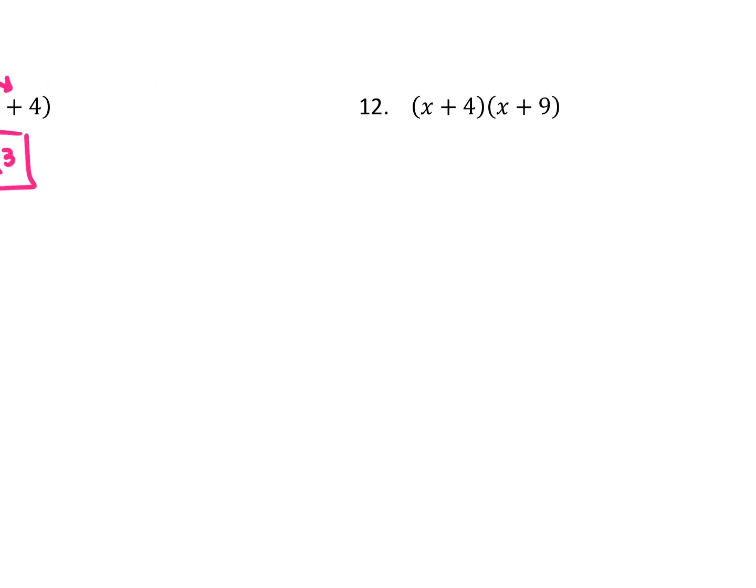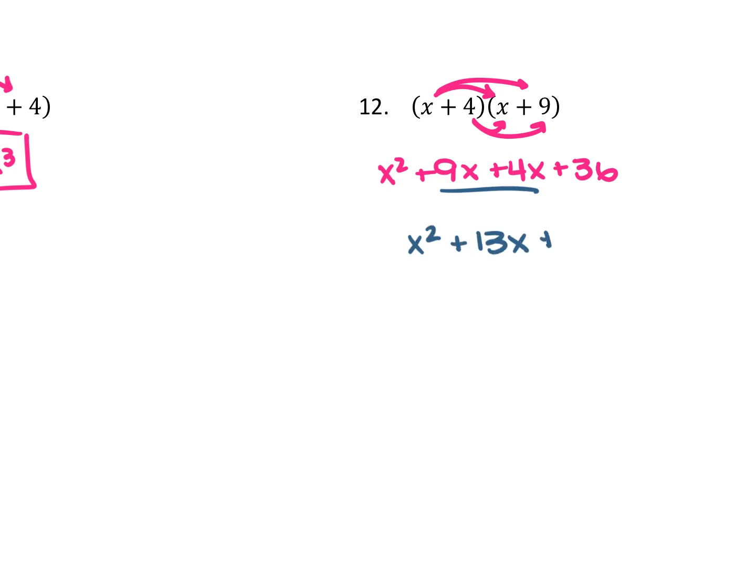For 12, we have x plus 4 times x plus 9. So x times x is x squared. X times 9 is 9x. 4 times x is 4x. And 4 times 9 is 36. We have like terms, so we combine them to get x squared plus 13x plus 36. And that's our answer.